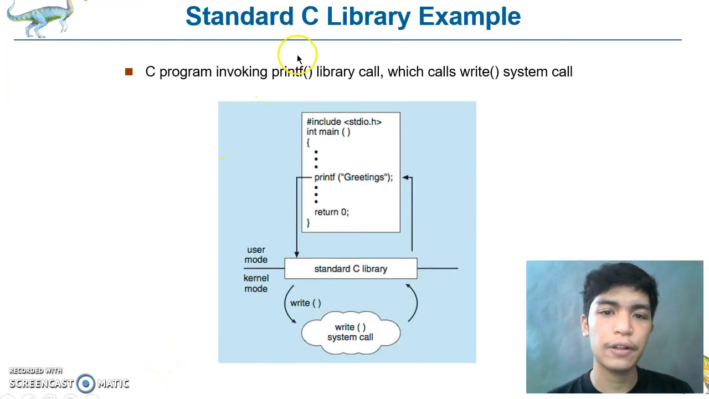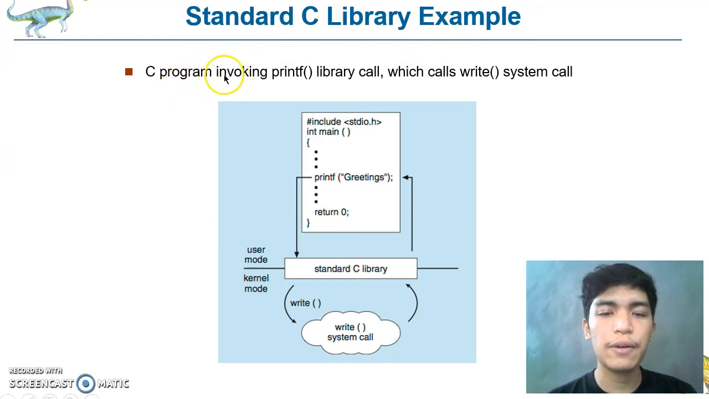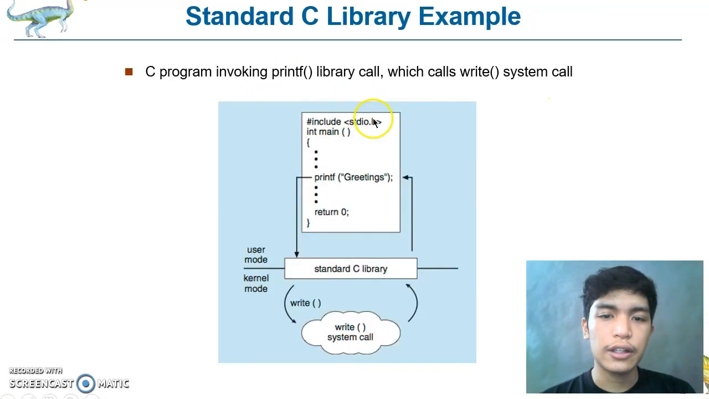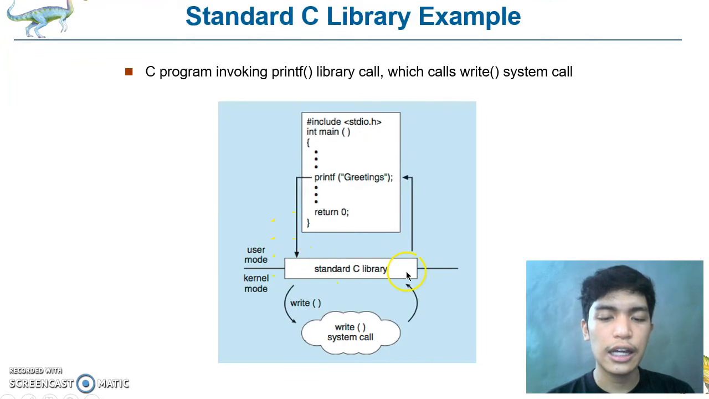Next, we have the example of the system call, standard C library. The C program invoking printf library call, which calls the write system call. Here we have the user application. Here, it is written in C. It invokes the method printf. It is returned to the standard C library.